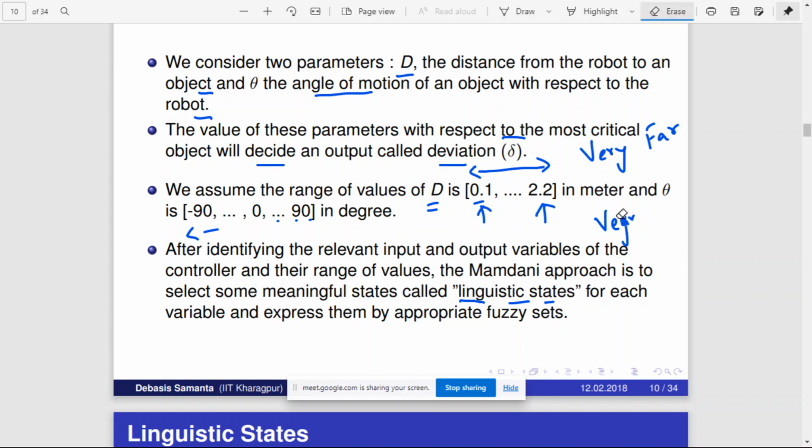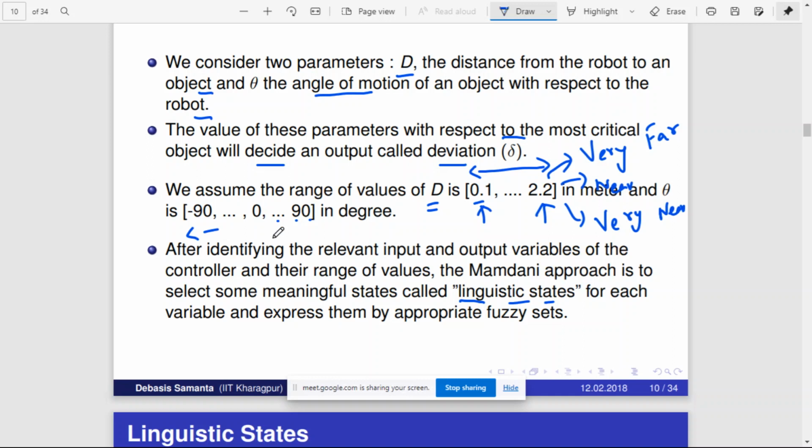Maybe if it is 0.3 or something, then we will say near. This type of representation is called linguistic representation. There may be some value for far also, right? So whatever the distance, the value will be mapped to the appropriate linguistic notation. Okay, right. Similarly, the angle will also be mapped to some linguistic notation.